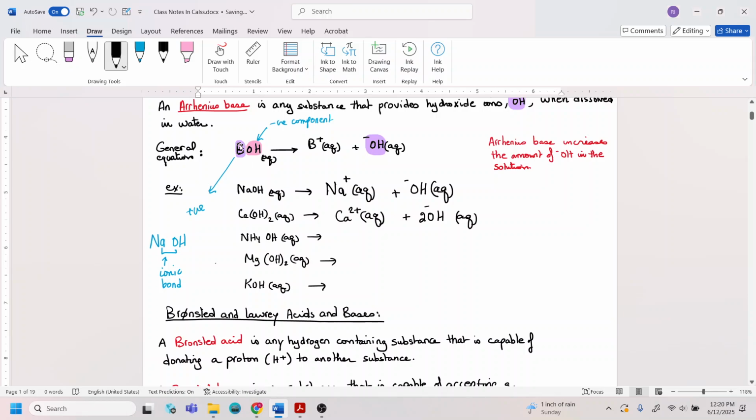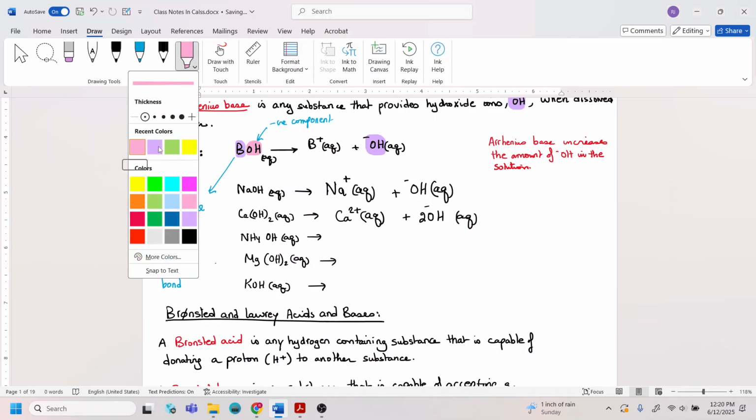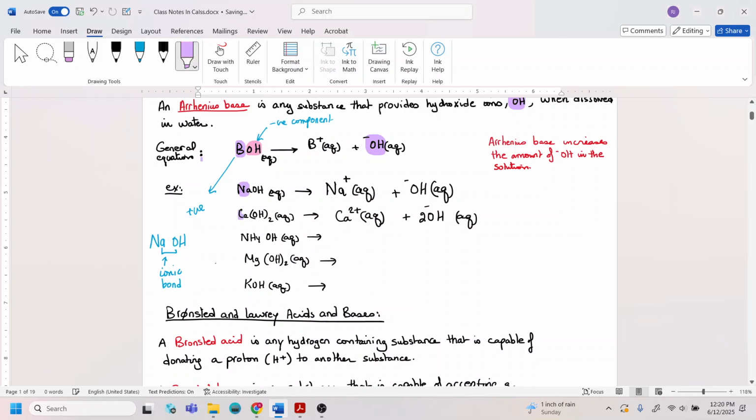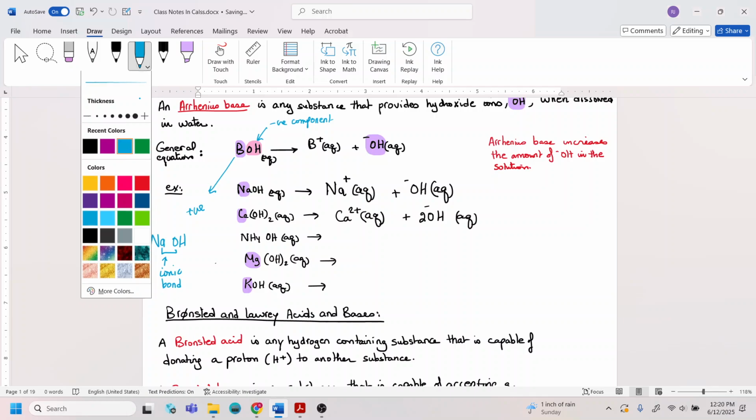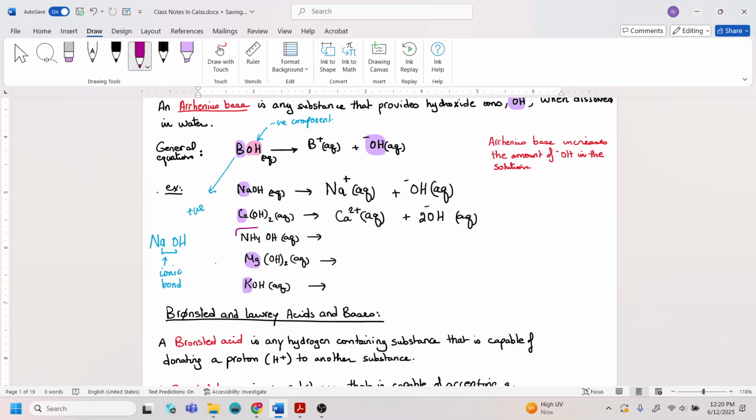Ammonium hydroxide. So the positive component can be either a metal, you guys, like in the case of sodium, calcium, magnesium, potassium, all of these are metals, okay? Or it can be in the form of a polyatom. Here ammonium is a polyatom, because I know that NH4 is a polyatom, and it is positive.